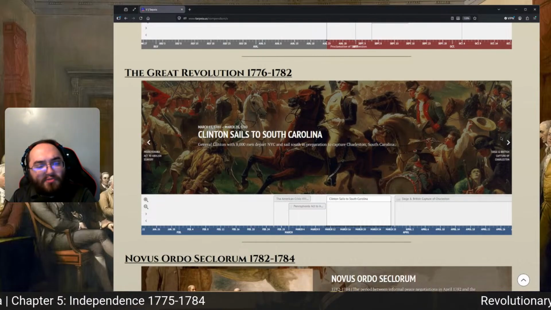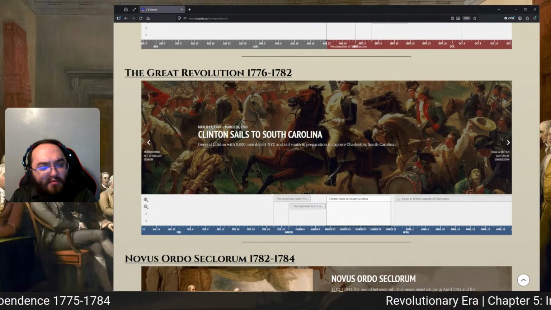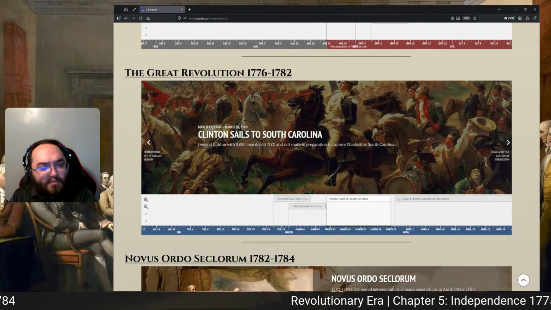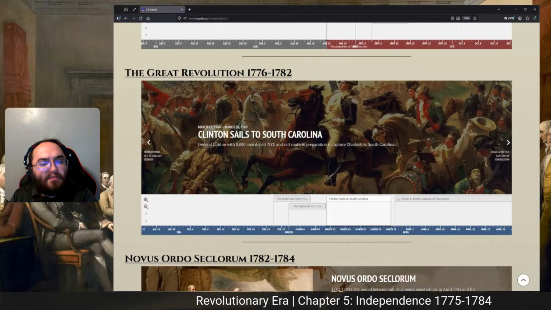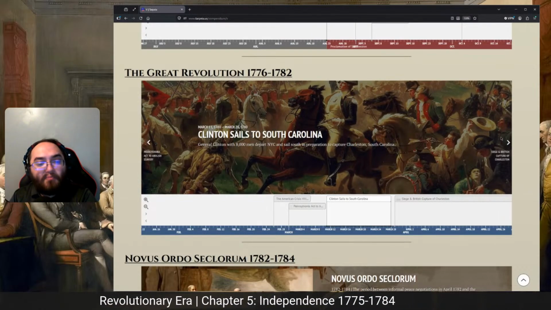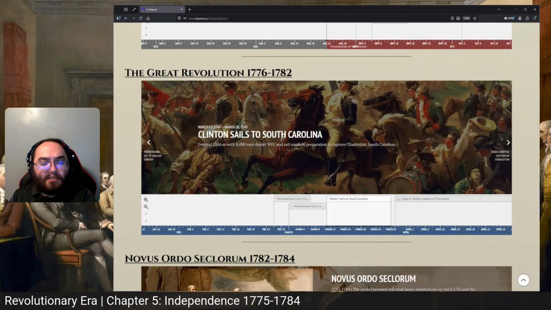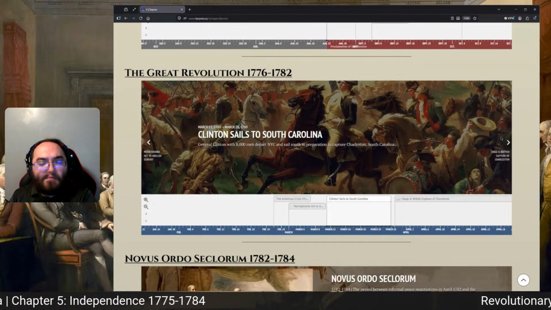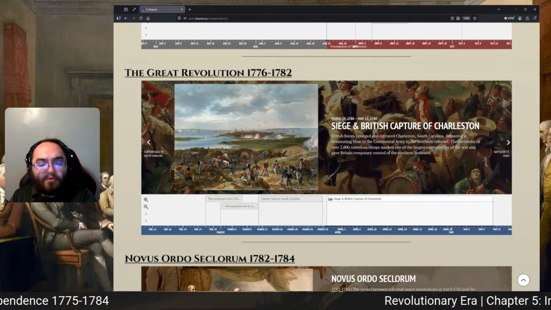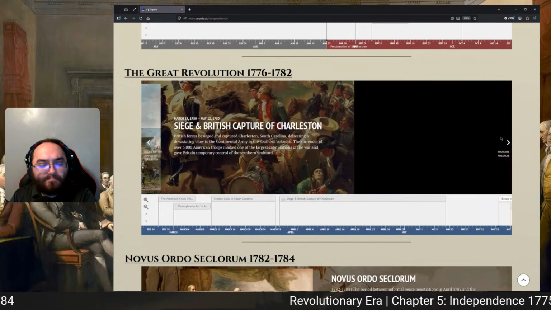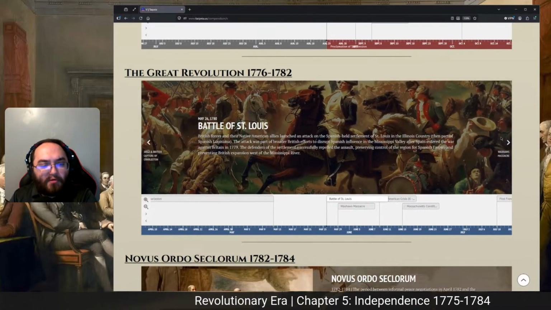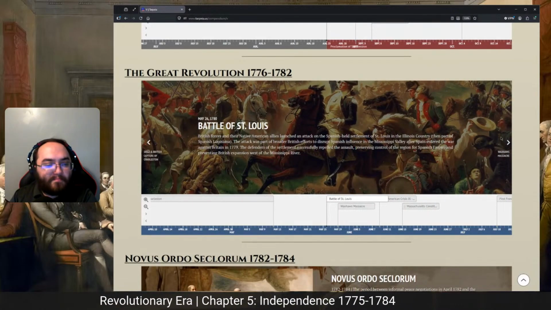Clinton will sail to South Carolina. So Clinton, with 8,000 men, departs New York City and sails south in preparation to capture South Carolina. Here's the siege and British capture of Charleston. And then here's the Battle of St. Louis, against the Spanish.